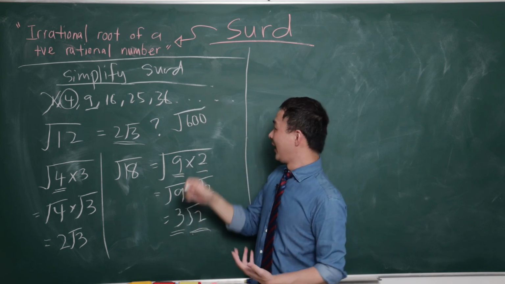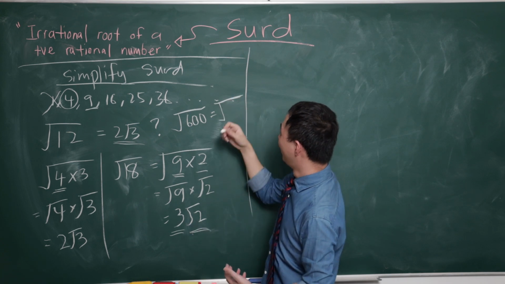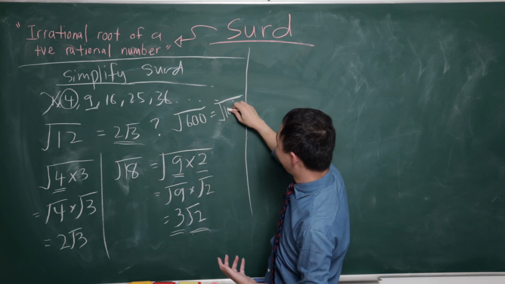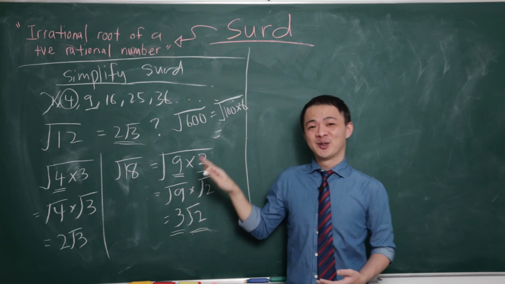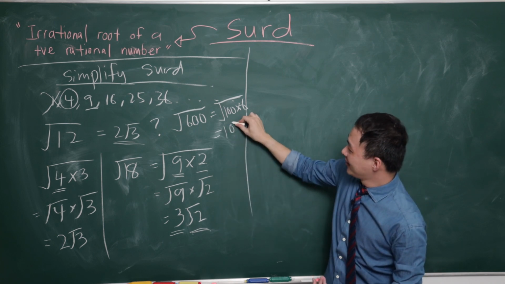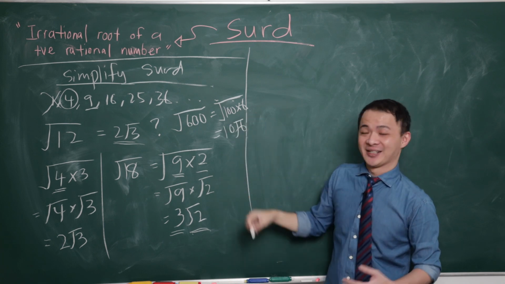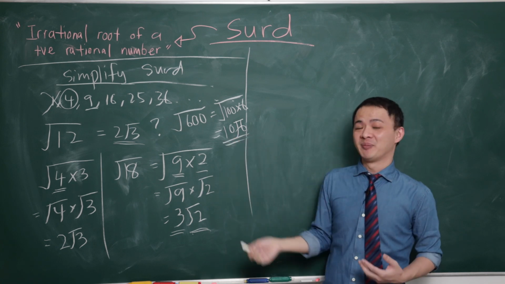So at least I understand 600 is basically 100 multiply 6. And then square root 100 will give me what? Will give me 10, right? So this is 10 square root 6. Or you can say 10 square root 6. Okay, so yeah, this is how to simplify.